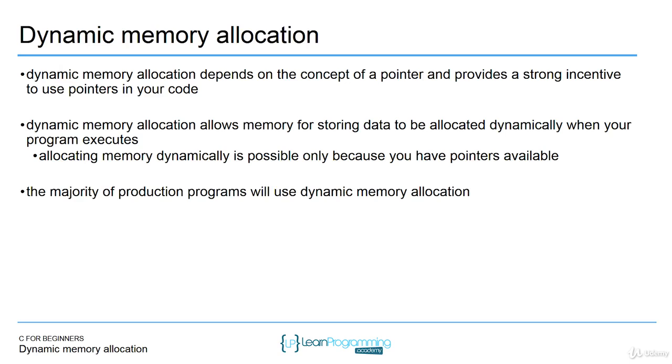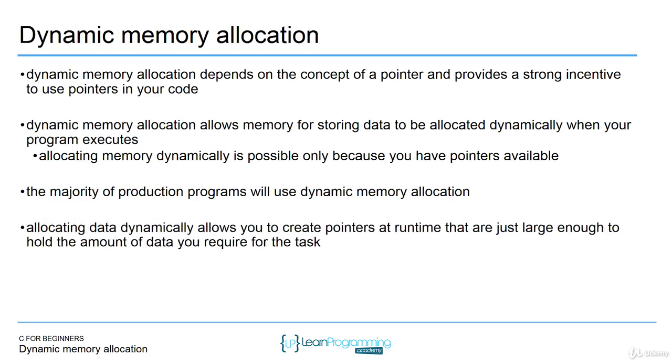The majority of production programs will use dynamic memory allocation. If you're writing code in C, you're going to use this. Even if you're a beginner, you're going to use dynamic memory allocation. Most useful programs will employ this concept. Allocating data dynamically allows you to create pointers at runtime that are just large enough to hold the amount of data you require for the task. So you're not wasting memory. Vital.